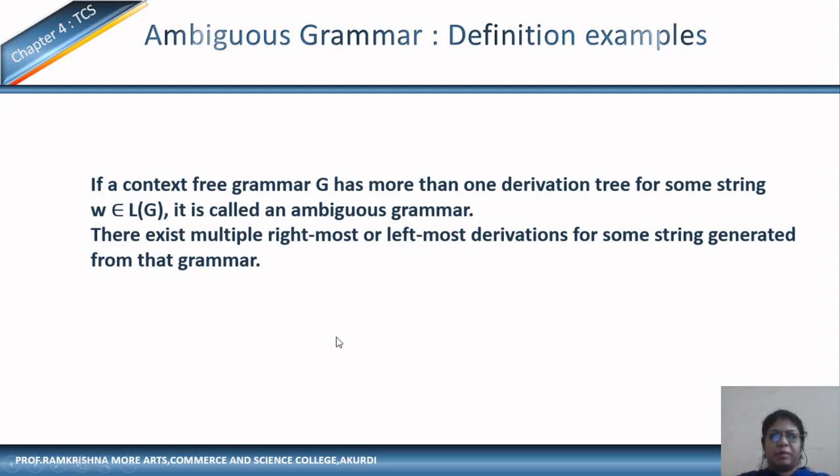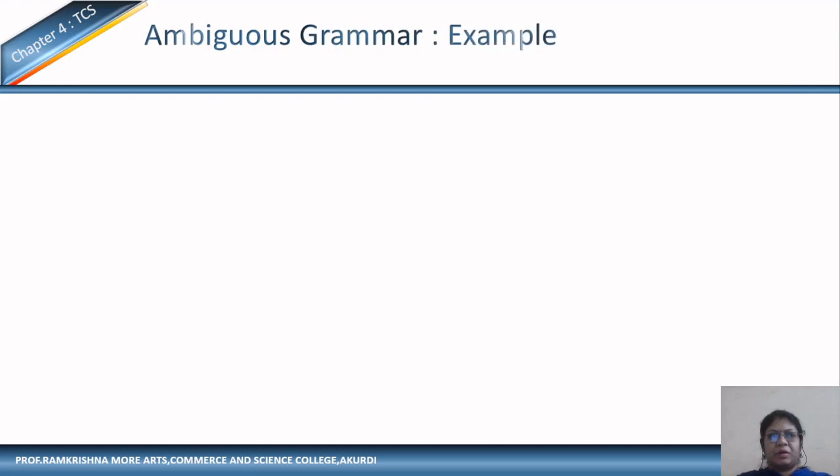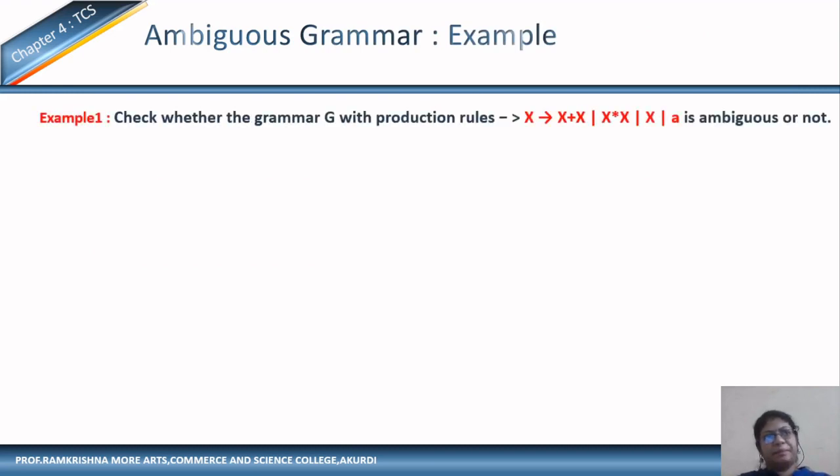From the definition, we can see that there exist multiple rightmost or leftmost derivations for some strings generated from that grammar. Means for a single string, if there are two parse trees, then it is called an ambiguous grammar. With an example, you will understand this concept better. So we will see an example.